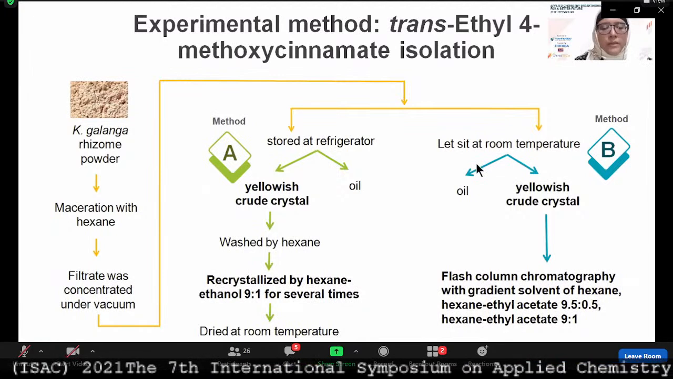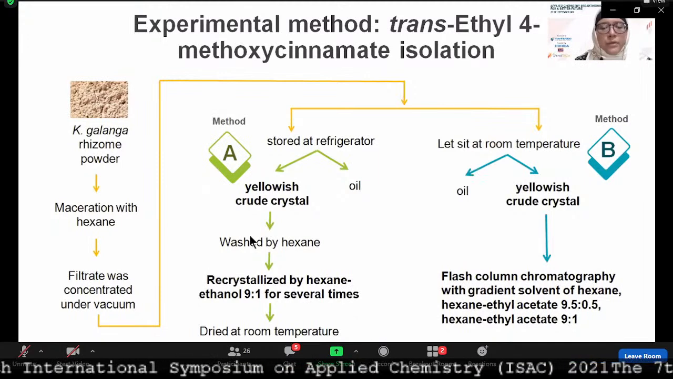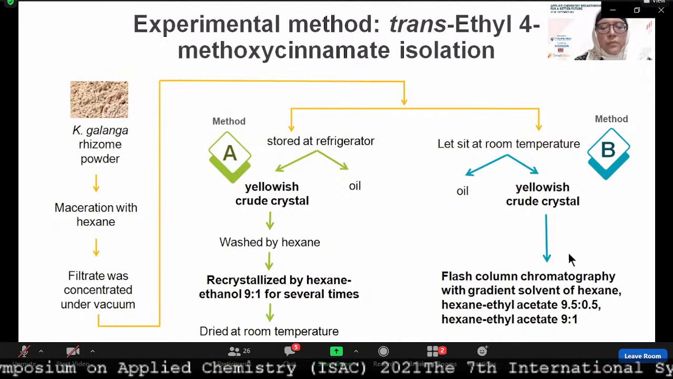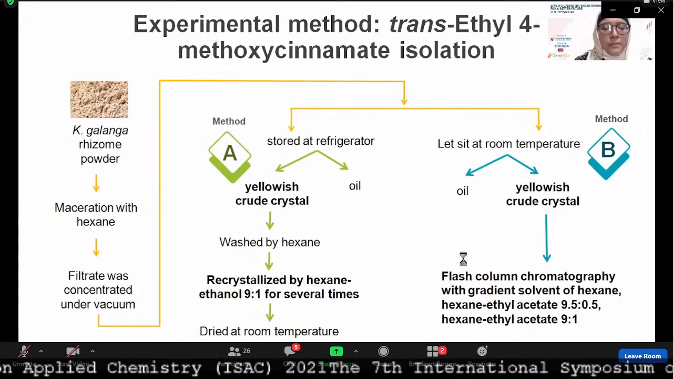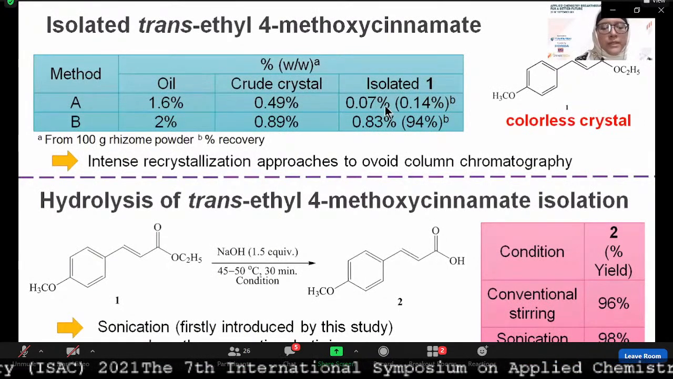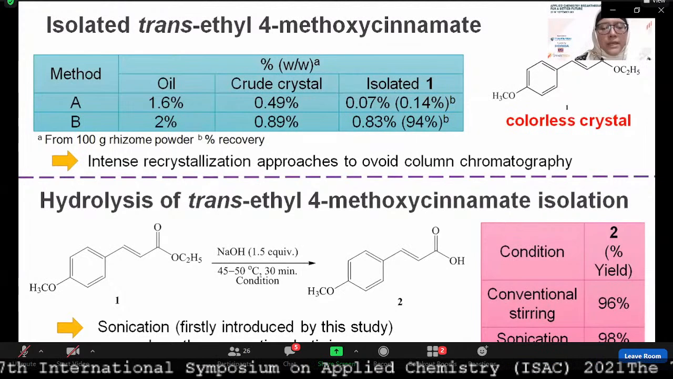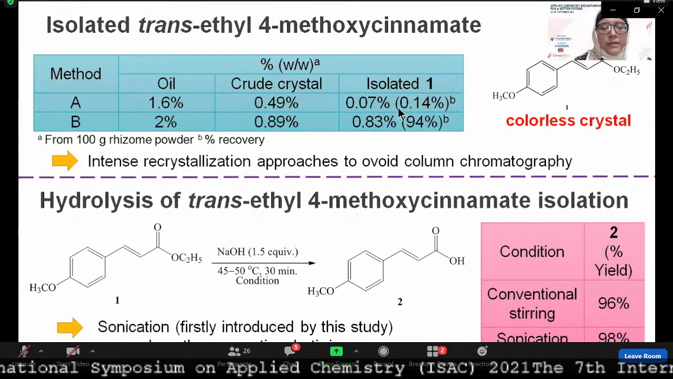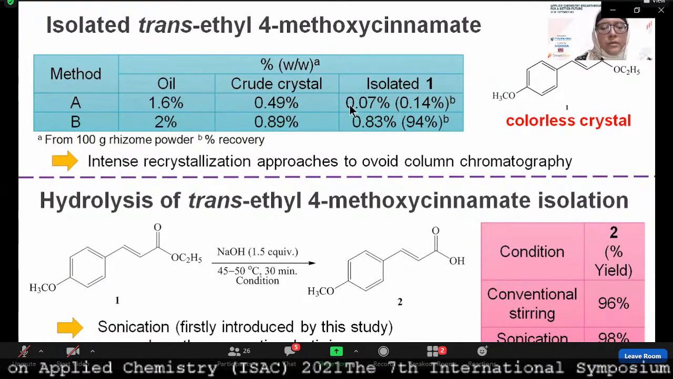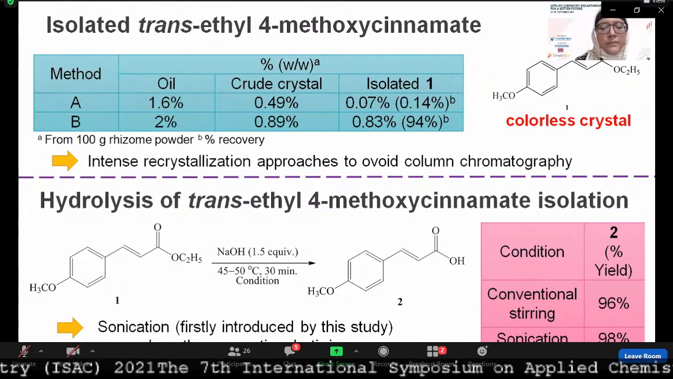The pure trans-ethyl 4-methoxycinnamate from method A was obtained by several recrystallizations with hexane-ethanol 9 to 1. Meanwhile, method B utilized flash column chromatography. From method A, 0.07% weight per weight of pure colorless crystal of trans-ethyl 4-methoxycinnamate was obtained, and as for method B, the higher isolated yield, 0.83% weight per weight of pure trans-ethyl 4-methoxycinnamate, can be obtained.